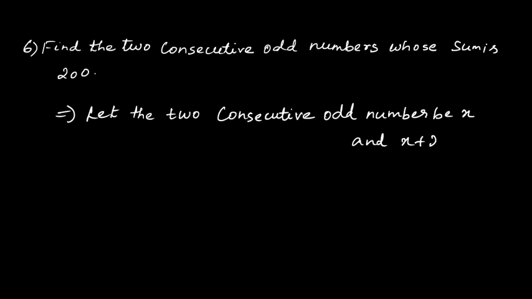So why are we not taking x plus 1? If x is the odd number, then it's obvious that x plus 1 is an even number. Then the next number x plus 2 is an odd number. And they are saying the sum is 200. So x plus x plus 2 is equal to 200.